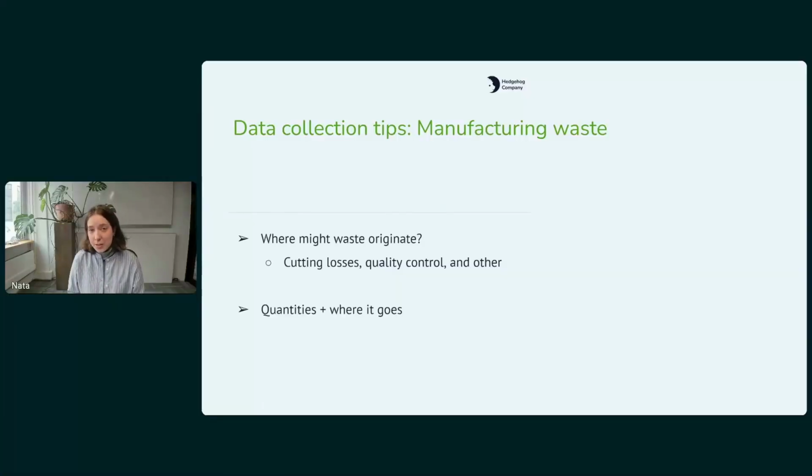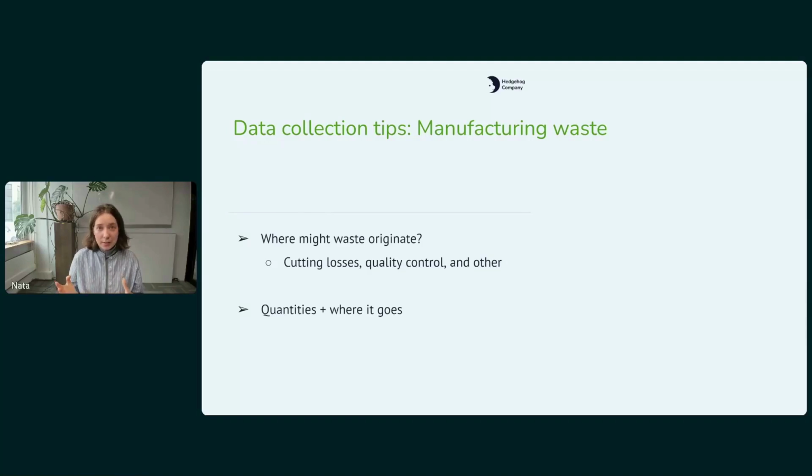We also like to understand what manufacturing waste occurs during the production of the product. So where might that waste originate? Usually the waste comes from losses of material during production, for example, extrusion losses or cutting losses when you cut a product to specific dimensions. And sometimes there's other waste, such as discarded finished products that failed the quality control and other sources like that.